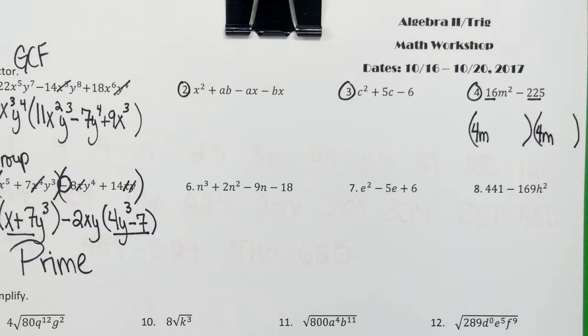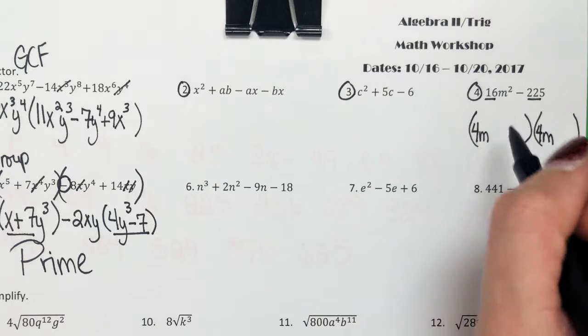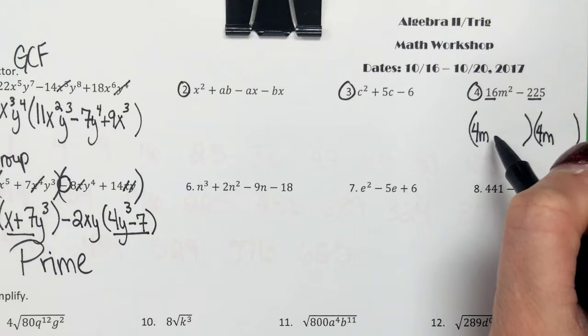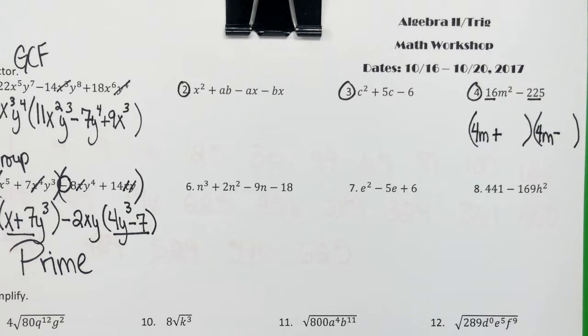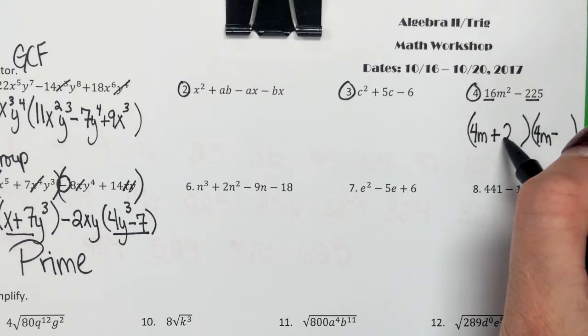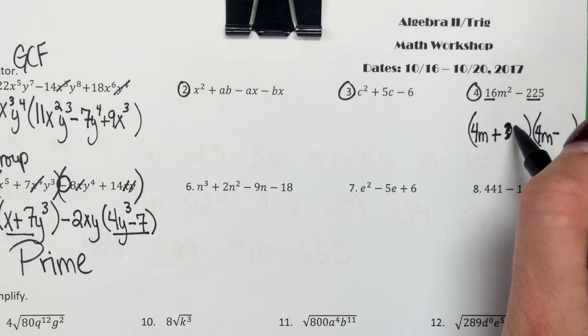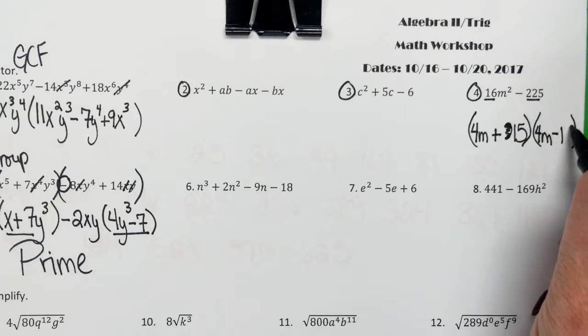All right, what kind of signs will multiply to be a negative? What 2 signs? Positive and negative. And what's the square root of 225? 15. Ooh, I don't know why I just wrote it 2. Yep, 15. Very good.